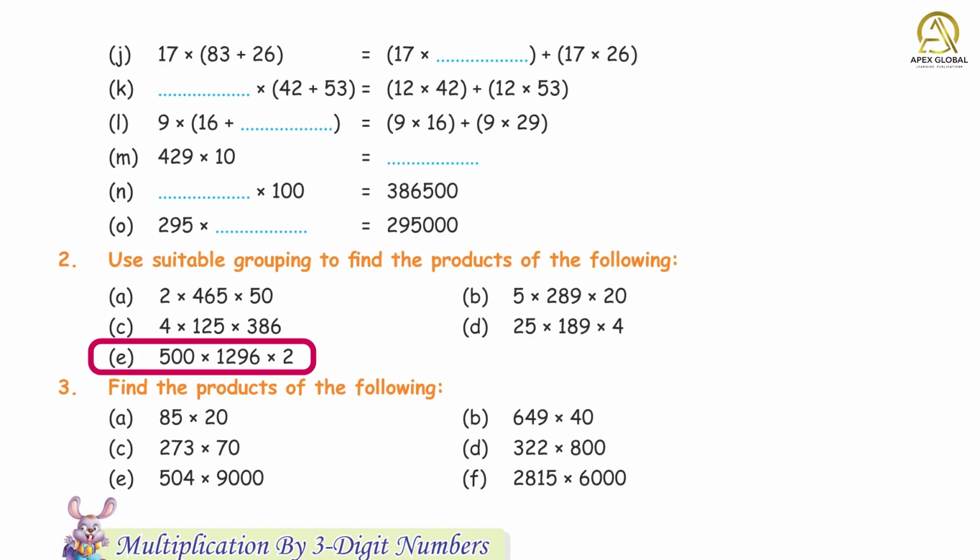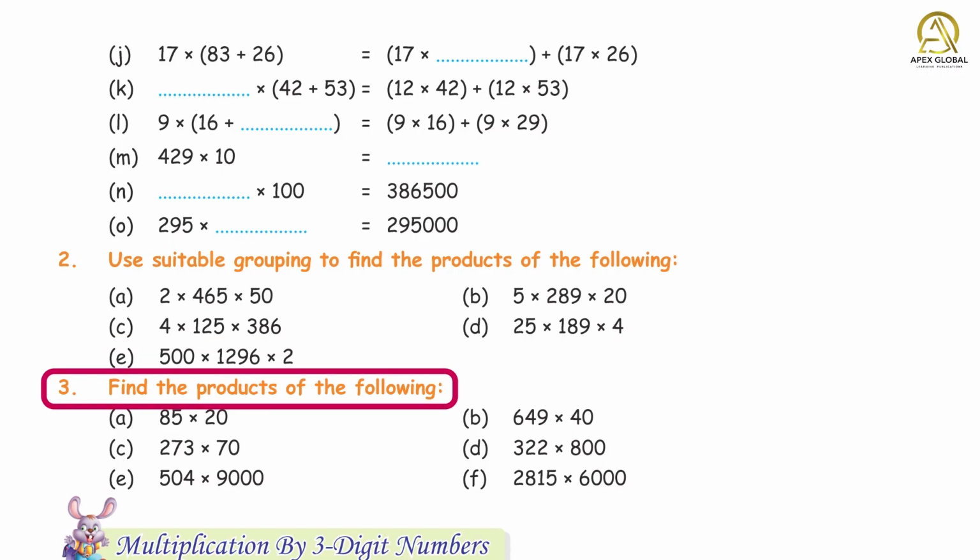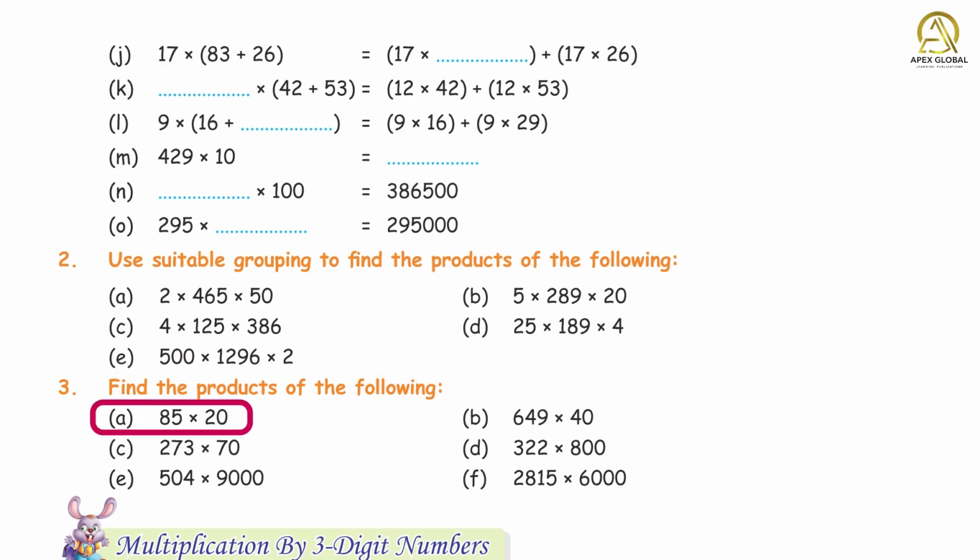Answer 1,296,000. Question 3. Find the products of the following. A. 85 into 20. Answer 1700. B. 649 into 40. Answer 25,960. C. 253 into 70. Answer 19,110. D. 322 into 800.